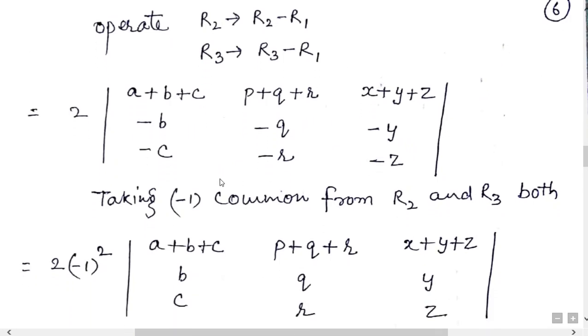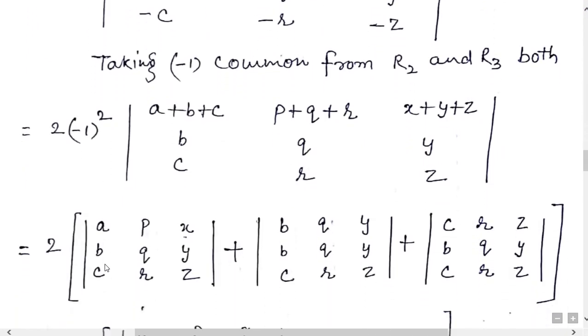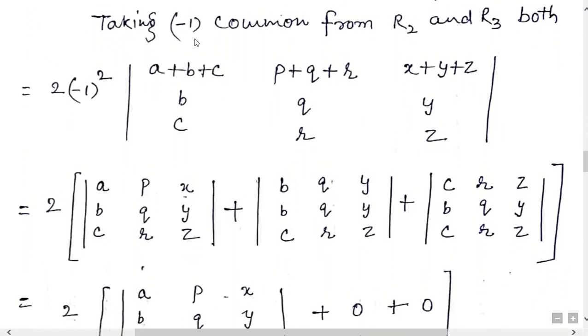Now take the negative sign common. Basically a negative sign from this one and a negative sign from this one. It's minus 1 squared, it's 2 into 1. Now open the bracket: A plus BC, PQR and XYZ. Then BBC, QQR and YYZ. Then CBC, RQR and ZYZ.